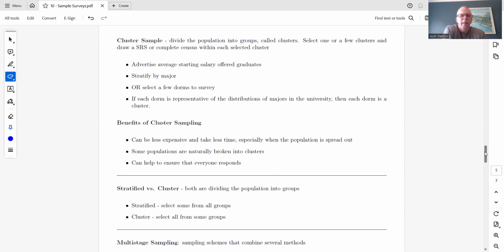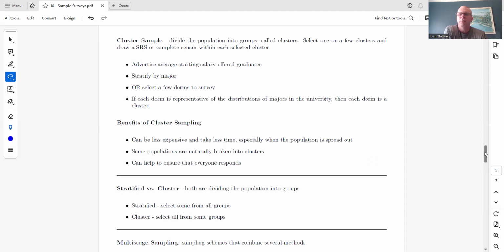So say we want to get the advertised average starting salary that is offered to graduates from the school. You could stratify by major, so divide everyone by major, or select a few dorms. If each dorm is representative of the distribution of majors, then each dorm is a cluster. Stratifying by major is the key word there, so that would be doing a stratified random sample.